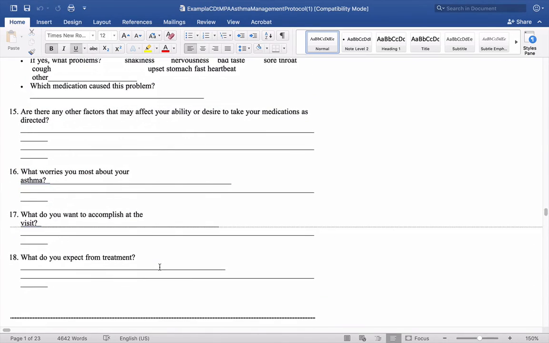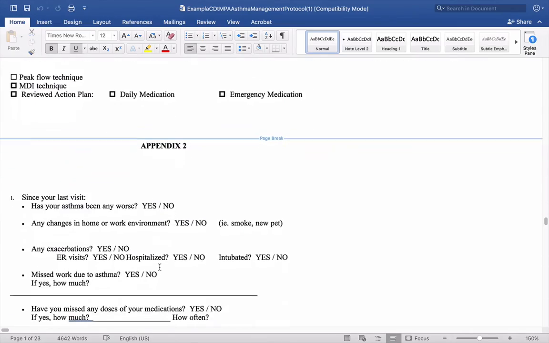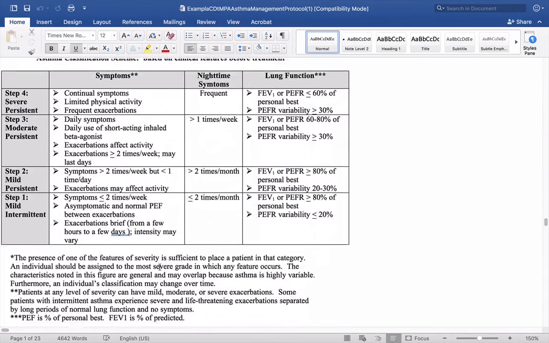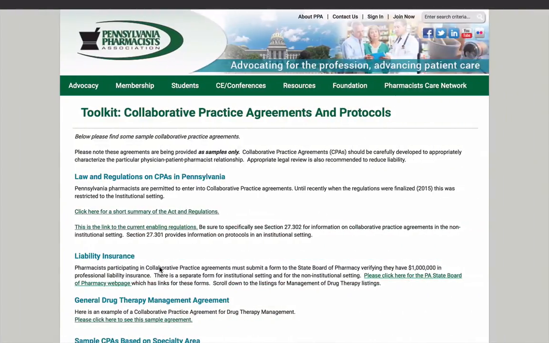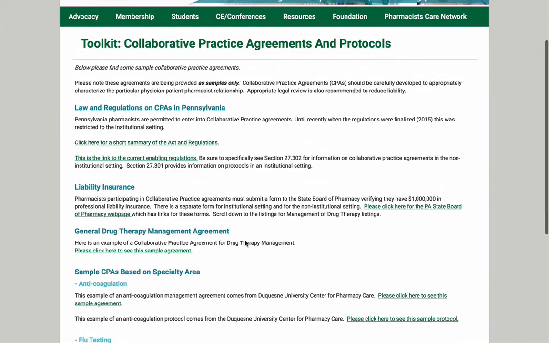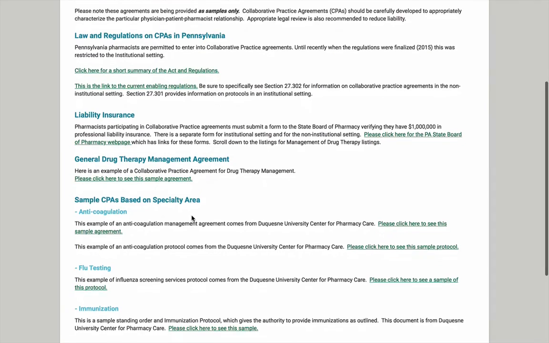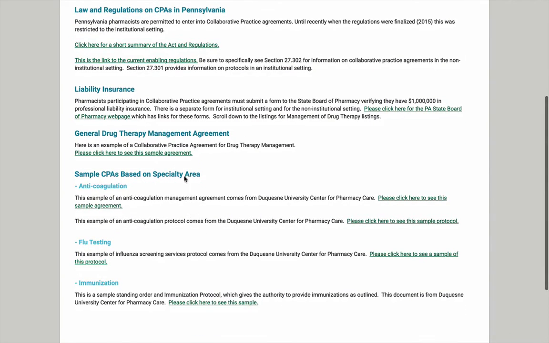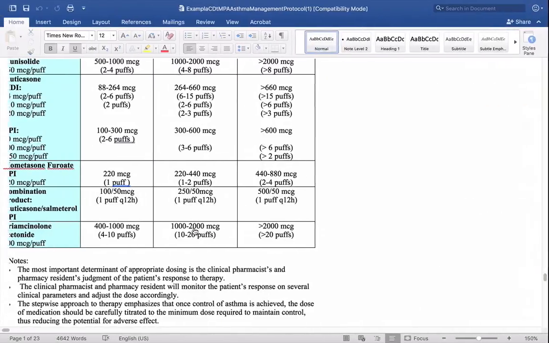If you Google collaborative practice agreement for pharmacists, you're going to find many different resources. But anyways, this would be an example of a collaborative practice agreement. If you go to the PPA website or just type in PPA Toolkit Collaborative Practice Agreement, there are lots of different things on this webpage: laws and regulations of collaborative practice agreements in Pennsylvania, liability insurance, and several different examples of collaborative practice agreements for you to take a look at. Okay?